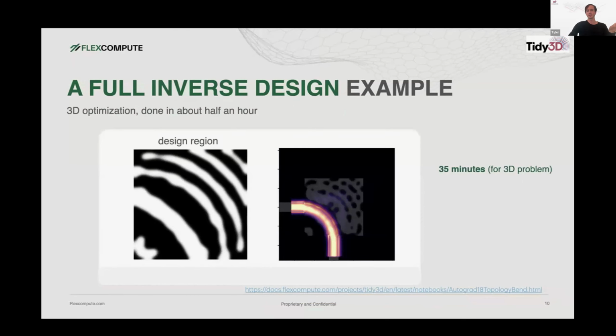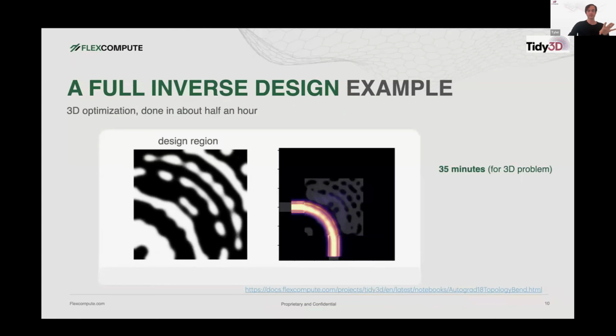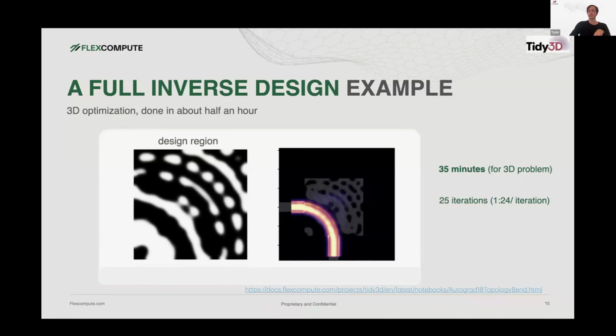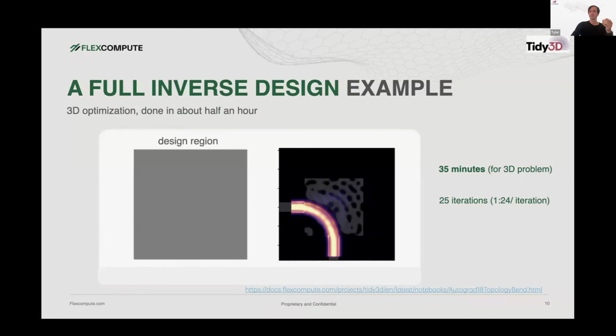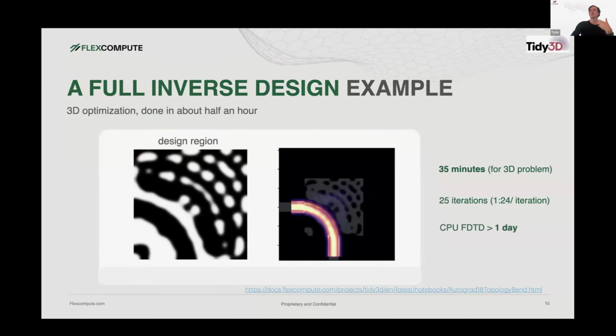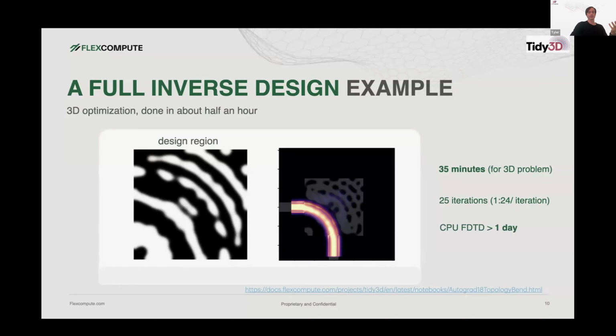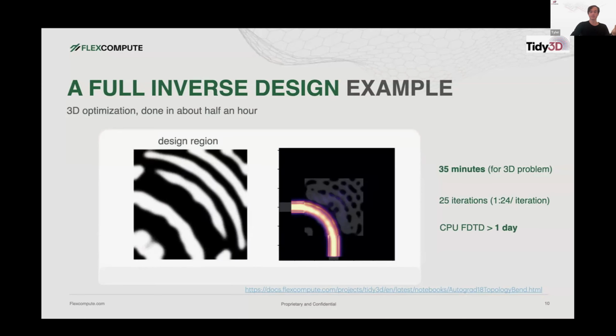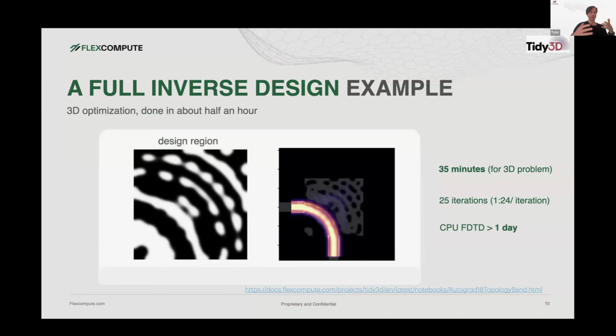Now, let's talk about the speed of this, just for reference. So this took 35 minutes. And again, this is a 3D problem. There were 25 iterations in this case of the optimization. So each iteration was a minute and a half. And every iteration takes 2 simulations, which is about 45 seconds per simulation, including the upload and download. If you were to run the same problem on a CPU-based FDTD, this would easily take over a day to complete. And it's not even a large problem in terms of area.